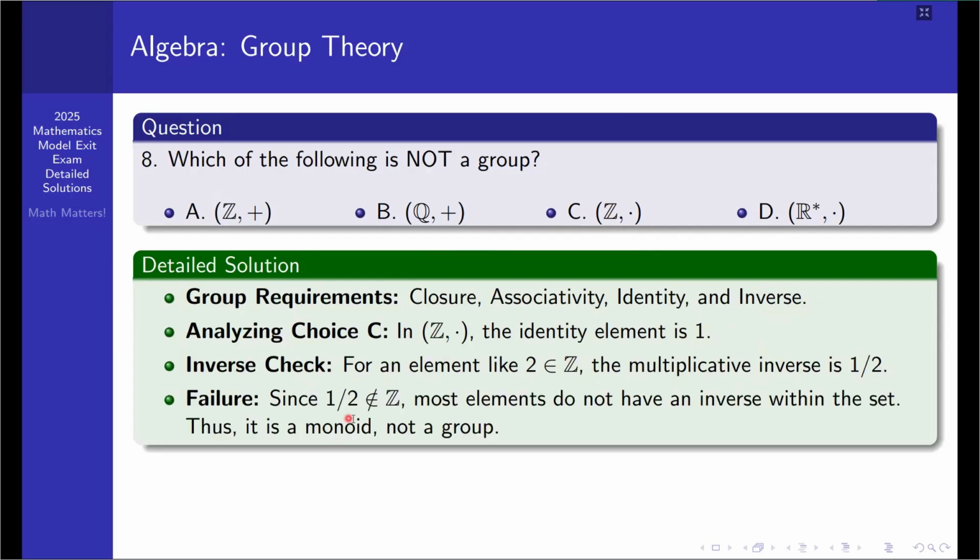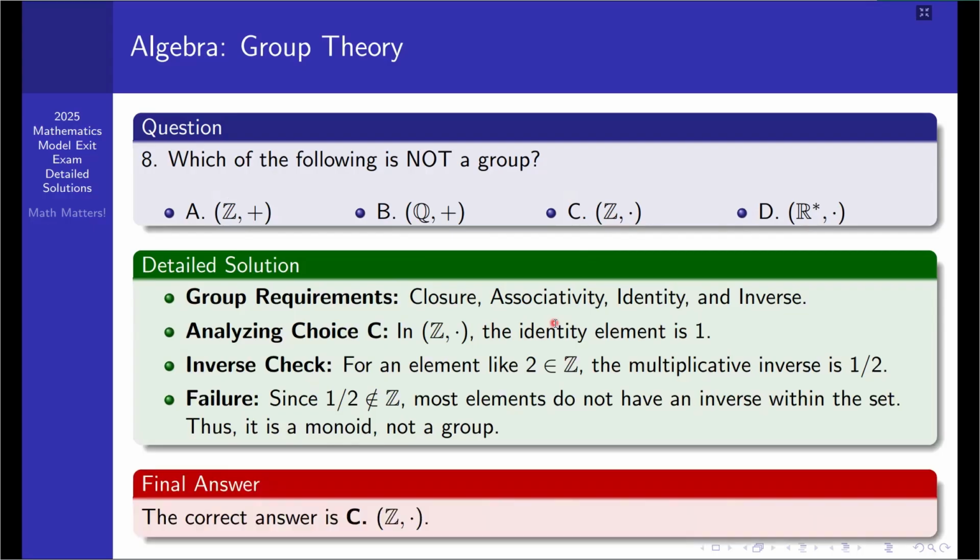Therefore, since 1 over 2 is not an element of Z, most elements do not have an inverse within the set. Thus, it is a monoid, or simply it is not a group. That is, Z with respect to multiplication cannot be a group. Therefore, the answer for this question is C.